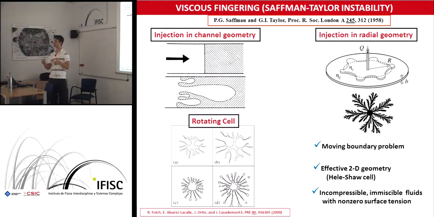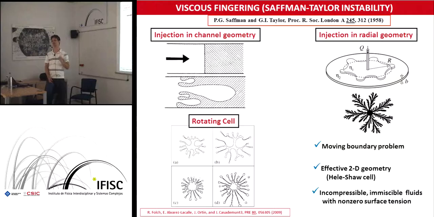Instabilities that happen at the interface between two fluids. Before talking about ferrofluids, which are magnetic fluids, let me talk a little bit about non-magnetic fluids. The classic Saffman-Taylor instabilities, the classic viscous fingering problem, takes place in a Hele-Shaw cell, which consists of two parallel plates, narrowly spaced. You confine two fluids in between, and you inject one fluid into the other, right?